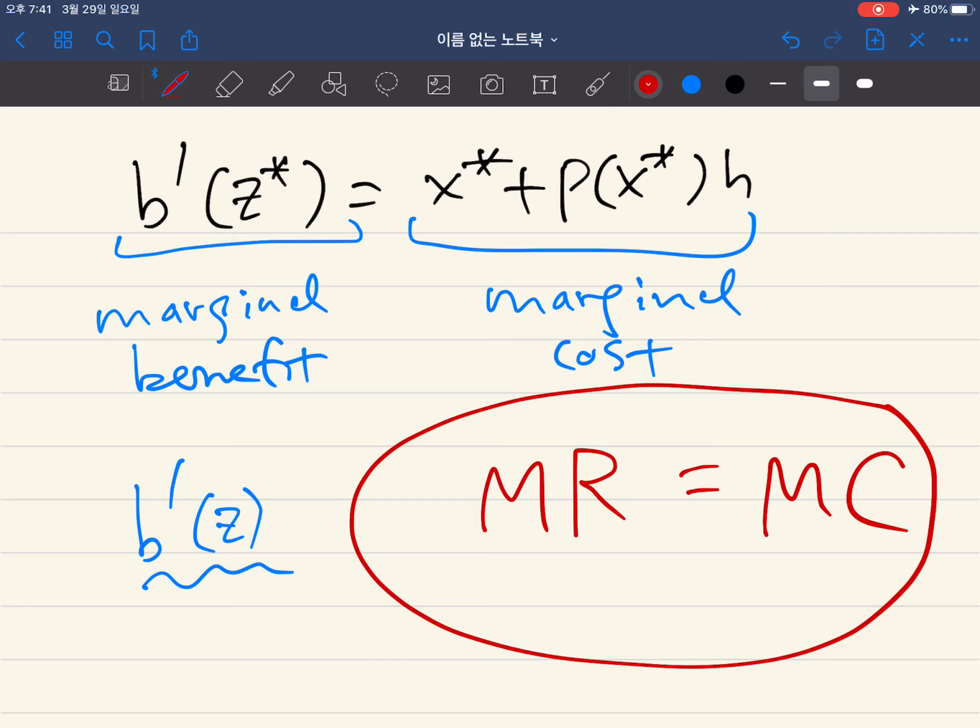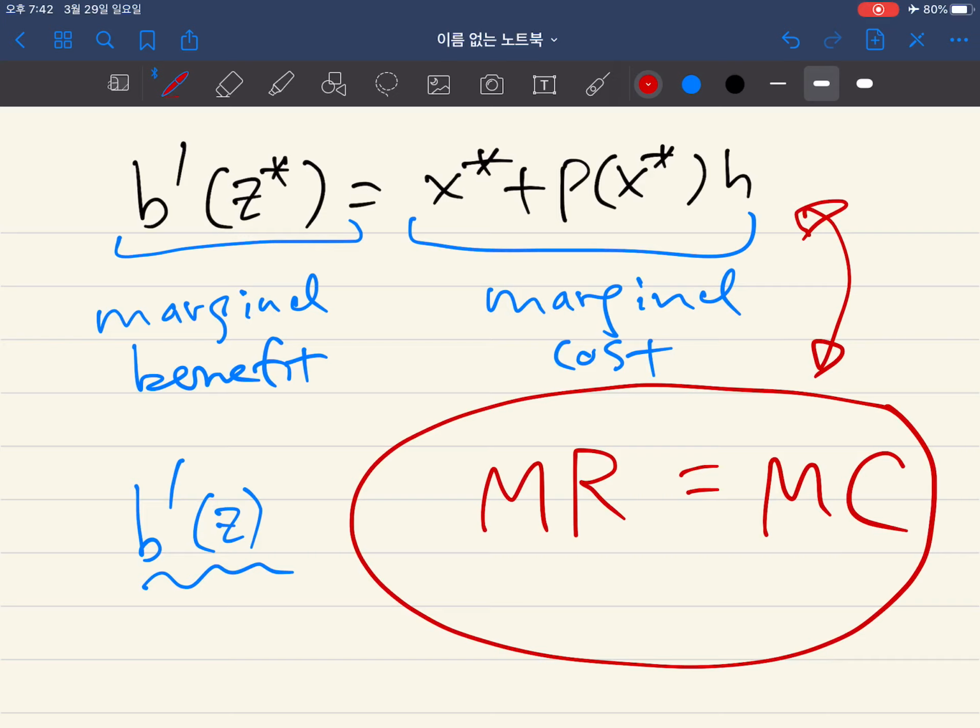Why? In your company, if you produce one more unit, what's good? It's going to increase your revenue, by marginal revenue MR. That's good. But if you produce one more unit in your factory, what's bad? You have to spend more cost, by marginal cost MC. So at optimum, MR must be equal to MC. The intuition here is exactly the same.